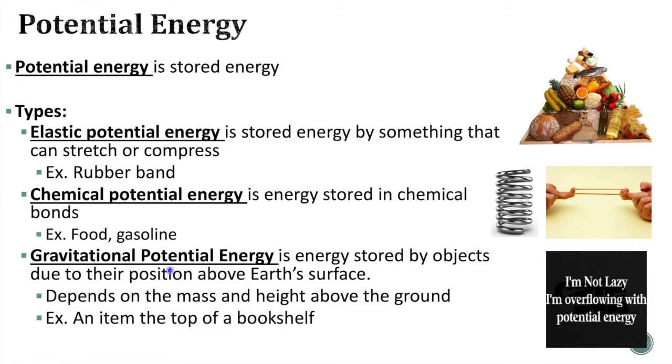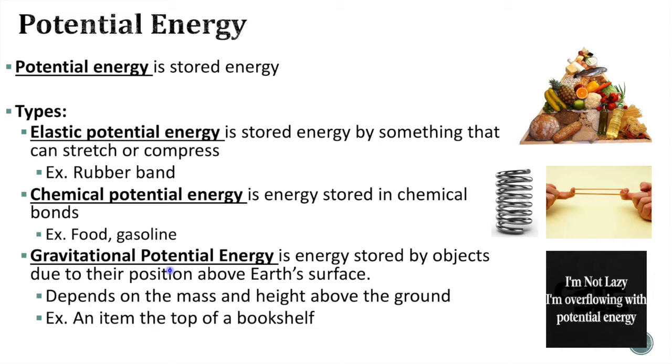Right. Next up is potential energy. Potential energy is the stored energy an object has, and there's a few different types of potential energy, and we're going to go over 3 of them. The first type is elastic potential energy. This is stored energy that something has that can stretch or compress. So like a rubber band or a spring, you can stretch them or compress them, and they have elastic potential energy because of that. So think of like if you stretch a rubber band just a little bit versus stretching it a lot, it's got a different amount of elastic potential energy based on that.